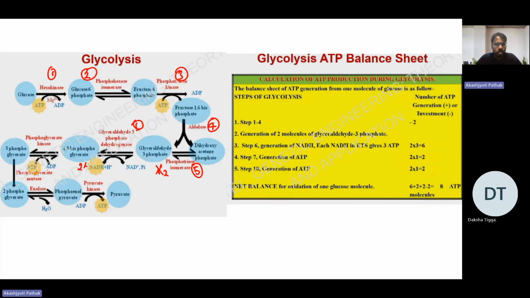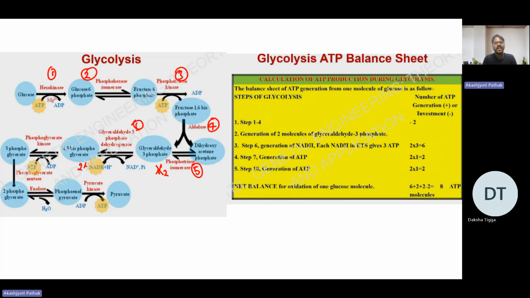And then there are 2 steps, step number 7 and step number 10. Step number 7, where 1,3-bisphosphoglycerate is getting converted into 3-phosphoglycerate, and phosphoenol pyruvate getting converted into pyruvate. Each of those 2 steps will give you 2 molecules of ATP. So you will have 4 molecules of ATP, and 6 molecules of ATP from NADH getting converted to NAD plus in the oxidative phosphorylation step. So in total, if you add up all these and subtract the 2 ATP molecules that were required, that gives you 8 ATP molecules. Okay.